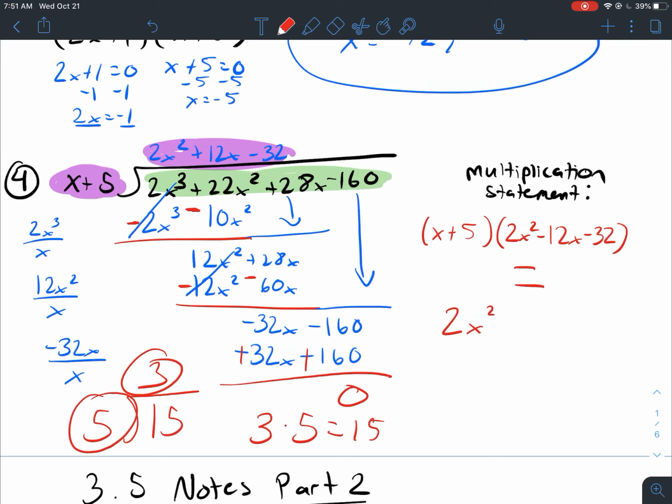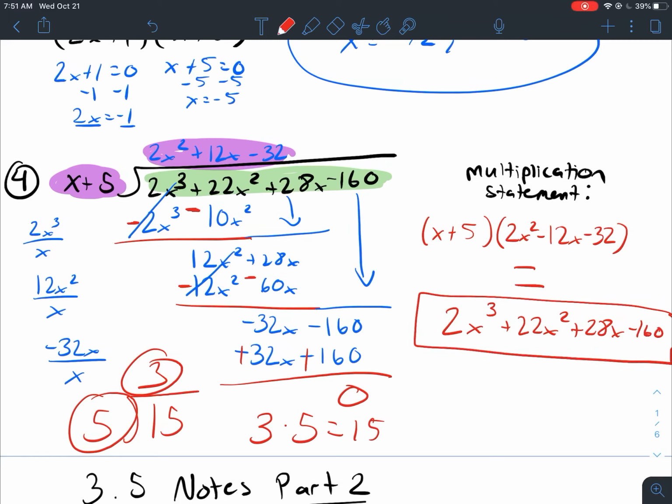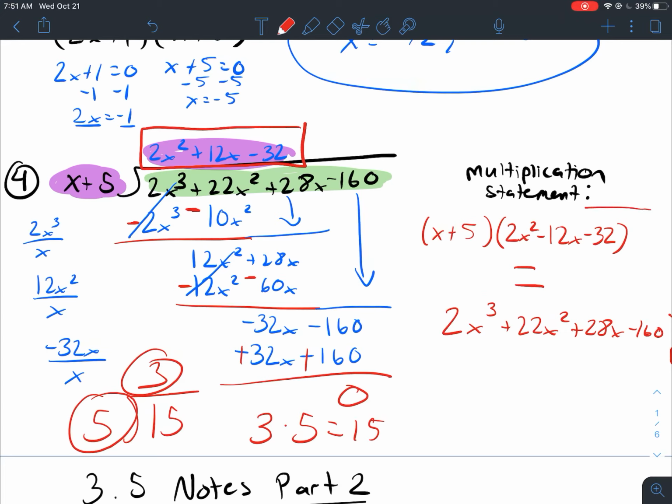So we get 2x cubed plus 22x squared plus 28x minus 160. So that would be our answer there. All right. So your answer to the division problem is this, but then your answer to this multiplication statement is that these two values multiplied are going to equal what is under the hat.